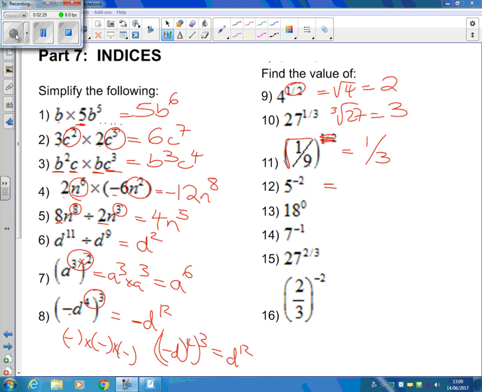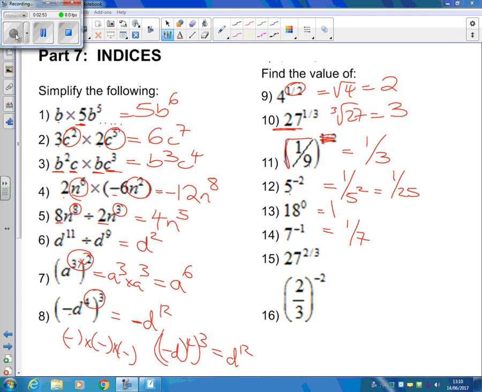To the power of minus 2 means 1 over this number squared. A lot of people put 1 over 10 here, but of course 5 squared is 25. Anything to the power of 0 is always 1. This is minus 1, so it's 1 over the number, 1 over 7. And 27, we've already did quite early on there.